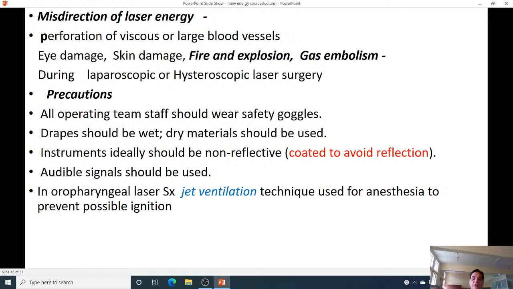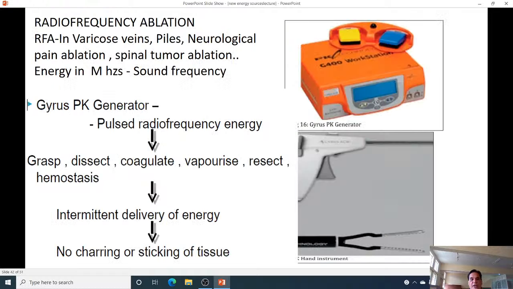So whenever there is some major problem, you have to wash the area. So another different type of energy source is like laser, it is RFA. It is called radio frequency ablation. Nowadays very commonly used for varicose veins. The difference here is it is faster and it can coagulate a larger area.